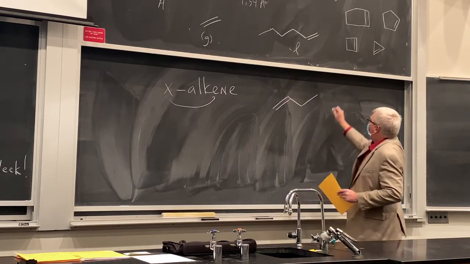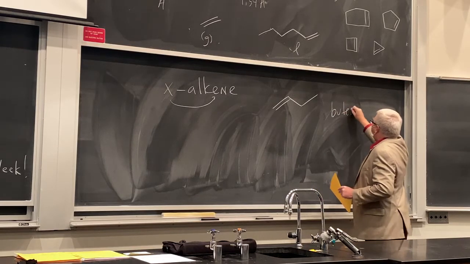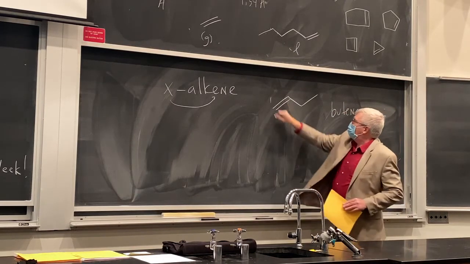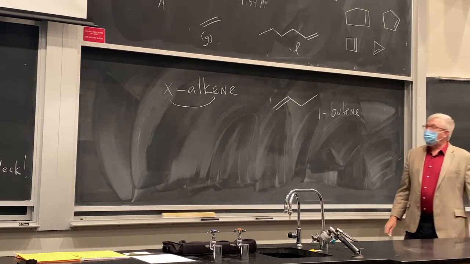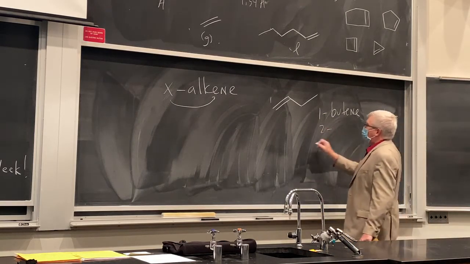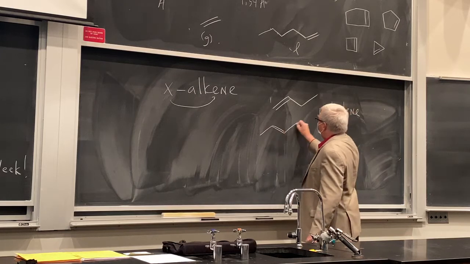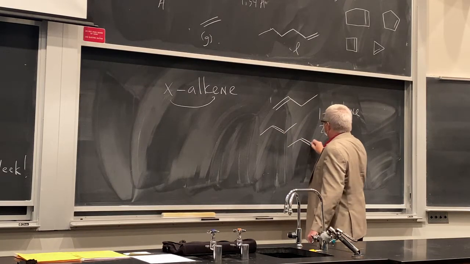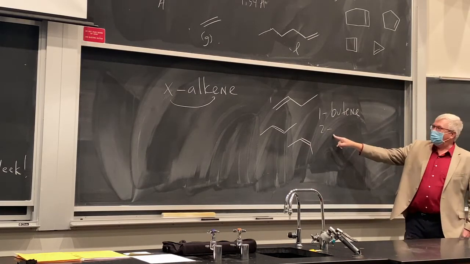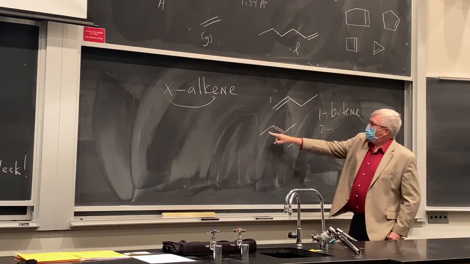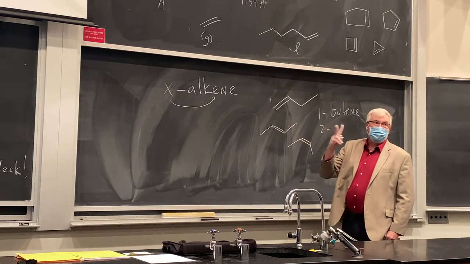So what do we have here? We have butene. And where does it start? It starts at the 1 position, 1-butene. Now, do we have 2-butene? Of course. And that's this one and this one, right? Now we need another designation here, right? Each carbon has 2 different groups on it.